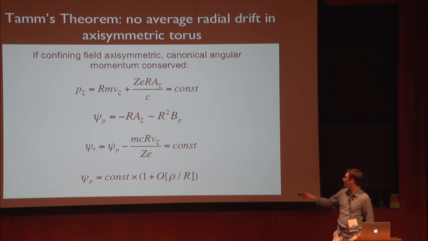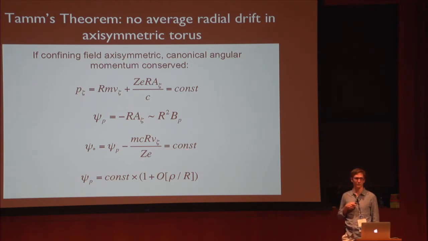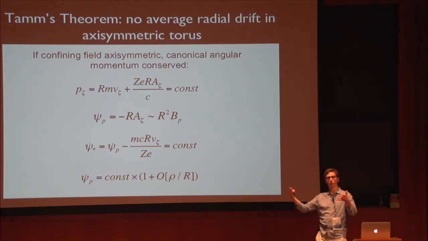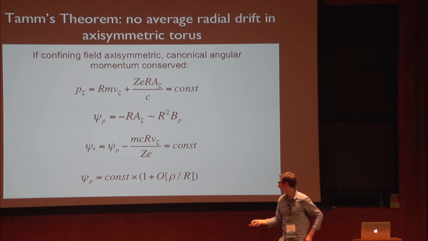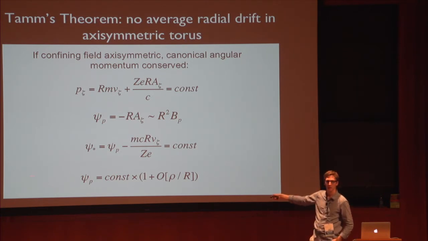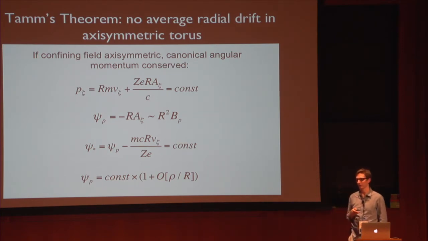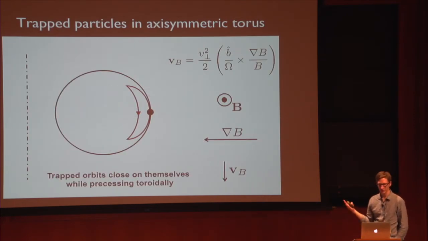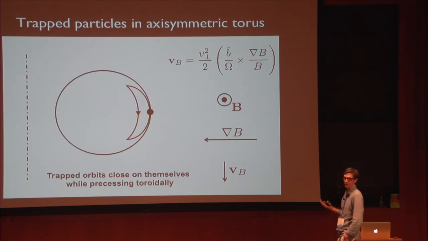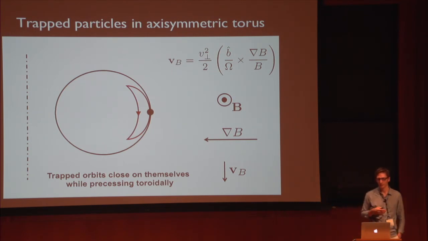So in other words, this tells us that psi star is a constant, and psi p, the toroidal flux, is approximately constant as well. Whenever particles are moving around the torus, they stay on the same toroidal surface in the plasma, right? So there's no net drift of the particles across magnetic field lines. This is known as Tamm's theorem, and it's a good reason to try to go to axisymmetric tori, which are known as Tokamaks.